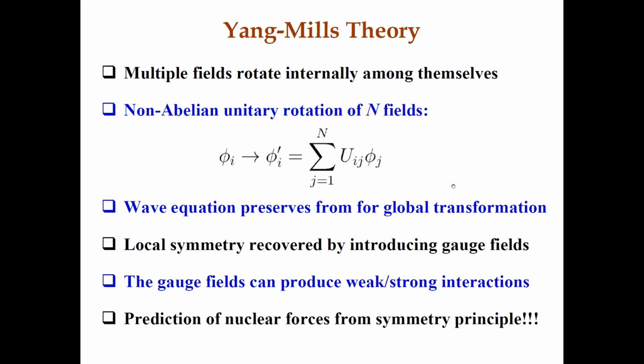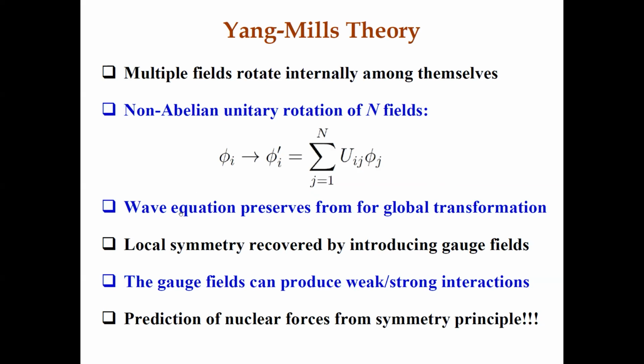Okay. Last but not the least, you have the Yang-Mills theory. You might consider multiple fields, say two complex fields that rotate internally among themselves. So you can have a non-abelian unitary rotation. This is a group theory term. Basically, you can have a vector and you can multiply it by a unitary matrix U. So you make the unitary rotation such that the norms do not change, right? As we know, unitary transformation preserves the scalar product. We don't want to change the norm in a quantum theory.